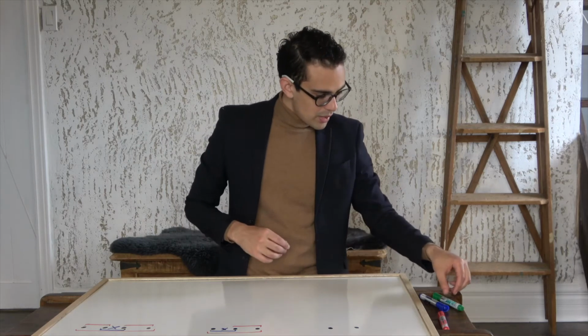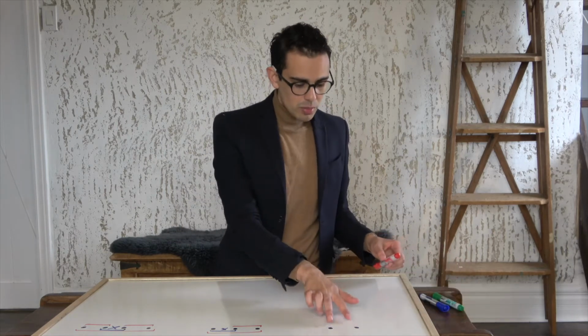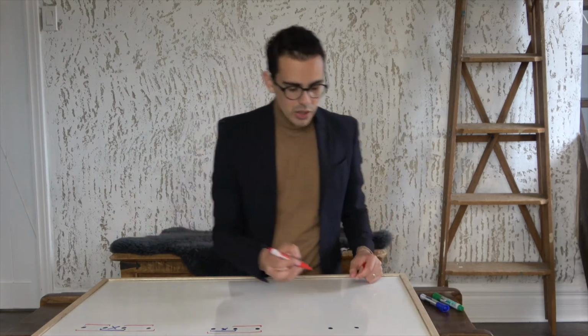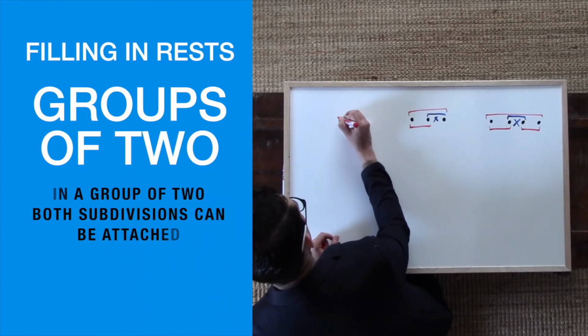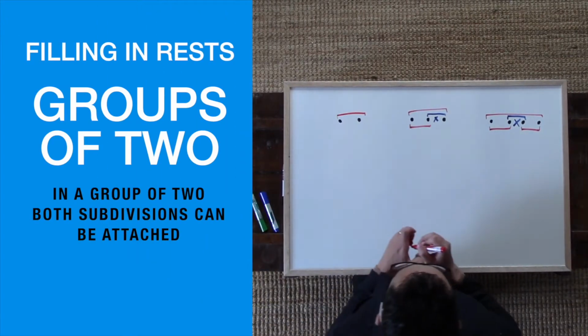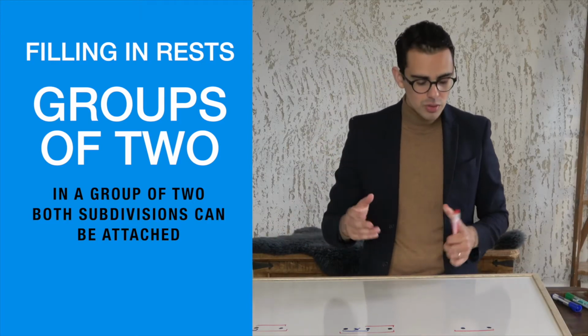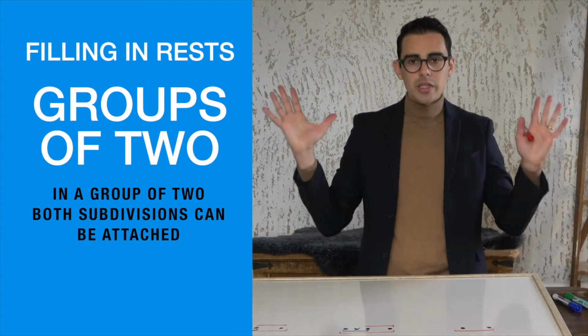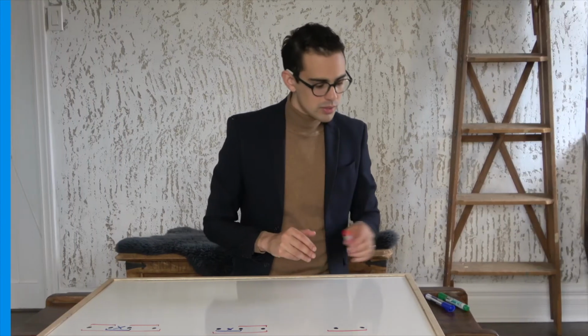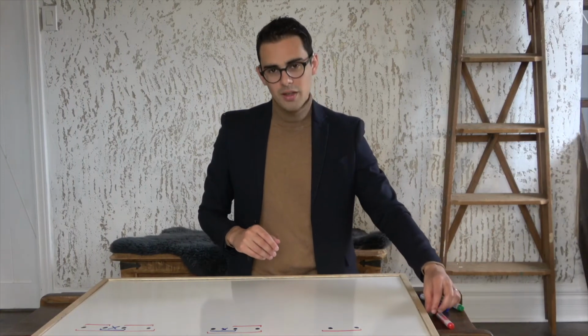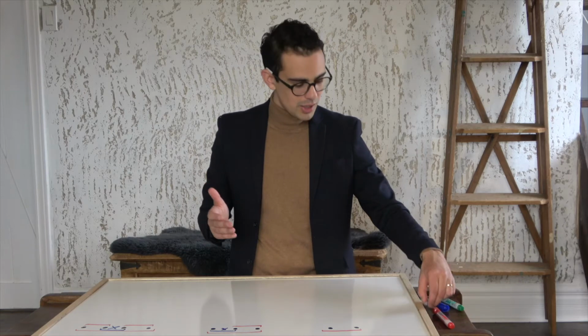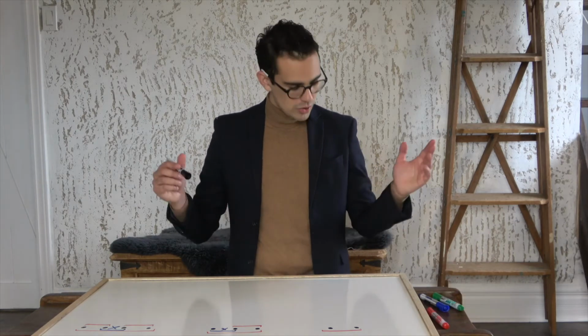Why? Because it's hard for the musician to read, again. And a group of 2 is the easiest. You can group 2 together. If you have a group of 2 things, whether it's a beat that's been subdivided into 2s or it's just 2 groups in a meter, you can attach it all together in one rest. You're probably wondering what I'm talking about. I will now show you.